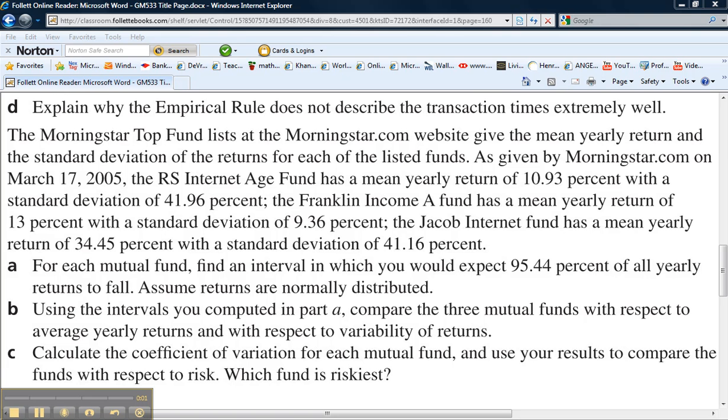Okay, let's go through problem 3.7. It says the Morningstar Top Fund list at the Morningstar.com website gives the mean yearly return and the standard deviation of the return for each of the listed funds.